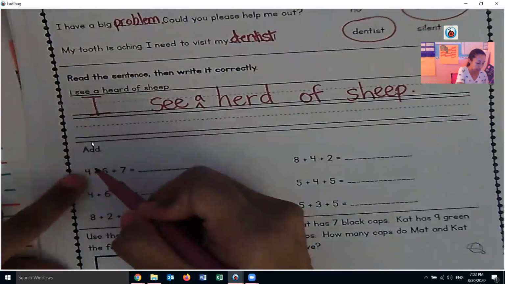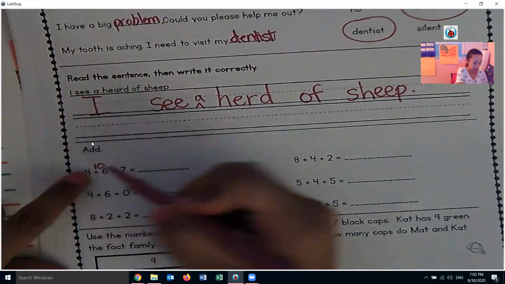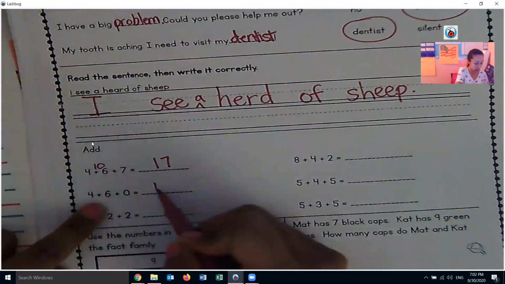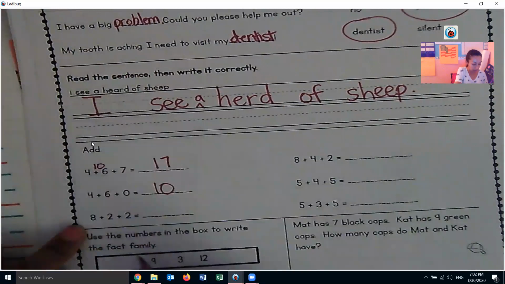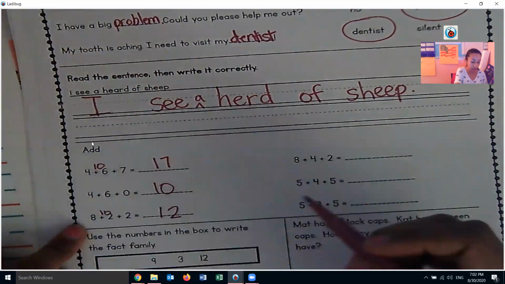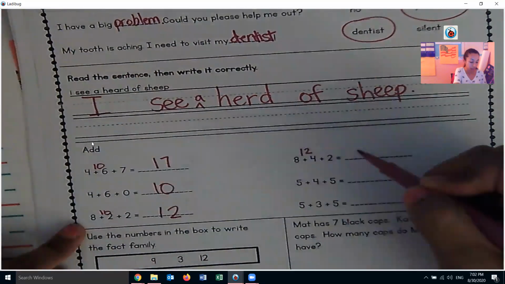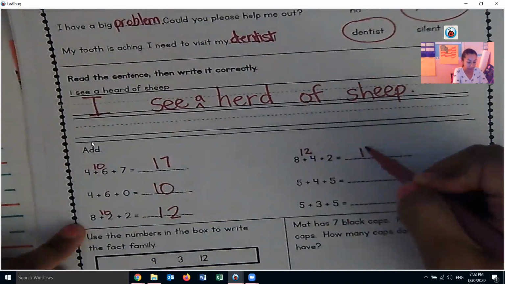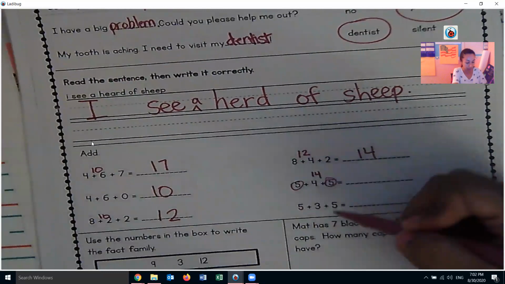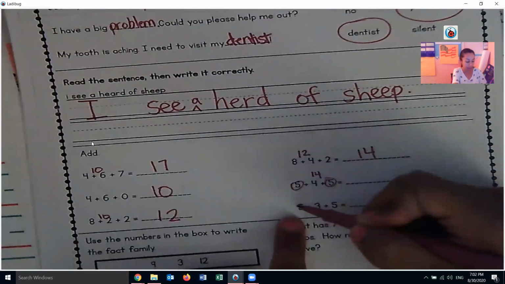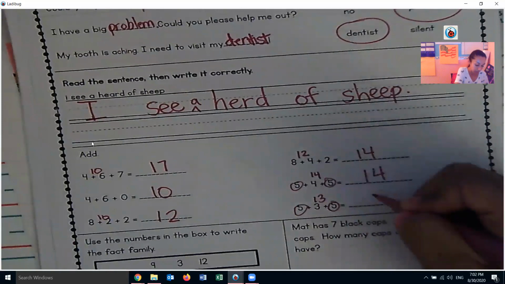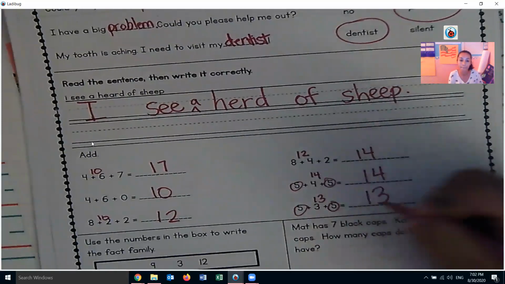4 plus 6 makes 10. 10 plus 7 is 17. 4 plus 6 makes 10. Add nothing, still 10. 8 plus 2 makes 10. 10 plus 2 is 12. No, 8 plus 4 is 12. 12 plus 2, 14. 5 plus 5 make 10. 10 plus 4 is 14. 5 plus 5, also 10. Plus 4, 14. Oops, forgot to write 14 and 13 here.